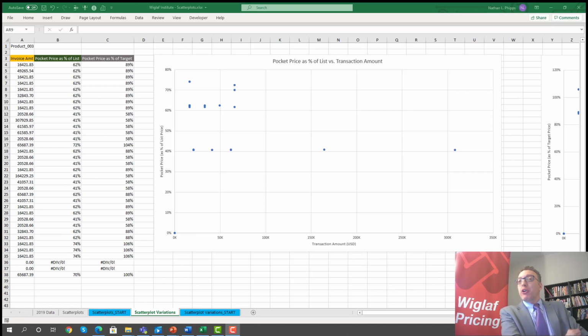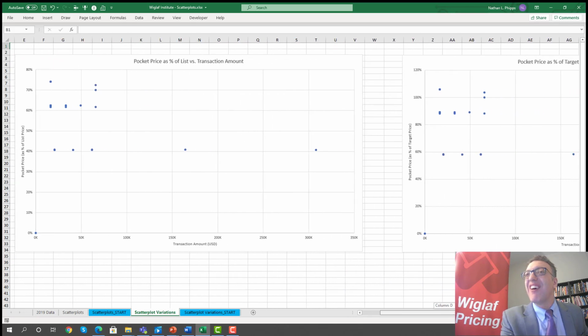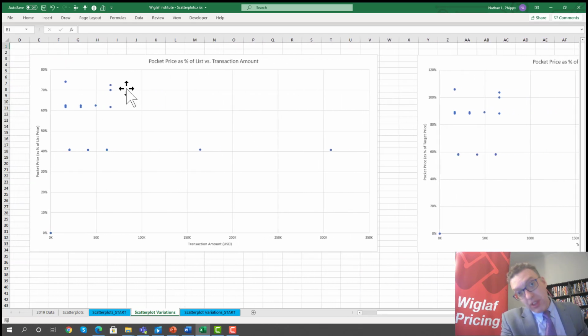Okay, let's take a look at two additional variations on our scatter plot. Really just two additional ways that you can express that pocket price in a way that's going to be most impactful for your audience. On the scatter plot variation sheet, you'll see two additional scatter plots here. One shows, the first one shows your pocket price as a percentage of the list price.